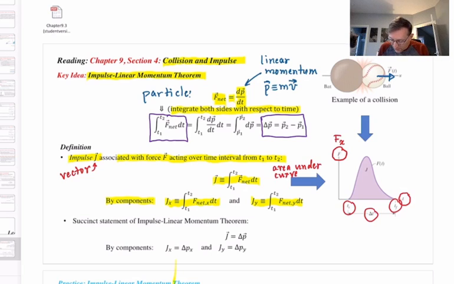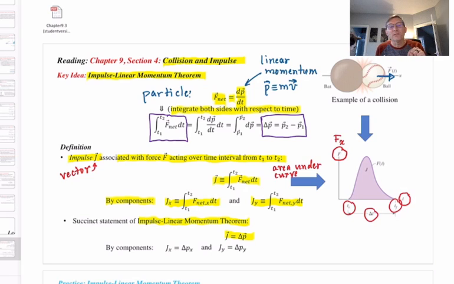Now with this new quantity called impulse defined as the integral of the net force dt, we are ready to state very succinctly the impulse linear momentum theorem. Remind you what it was up above: integrate the net force dt from T1 to T2, and that equals the change in the linear momentum. But the integral of the net force dt from T1 to T2 is just what we called impulse. So the succinct statement of the impulse linear momentum theorem is that the impulse on a particle equals the change in its linear momentum.